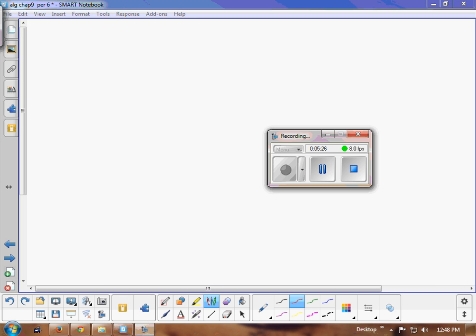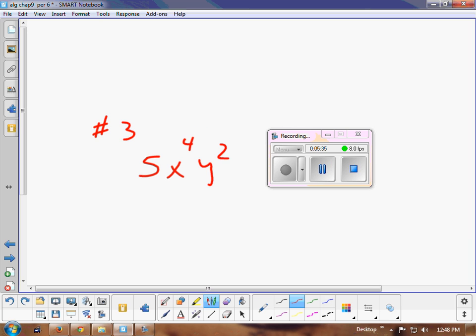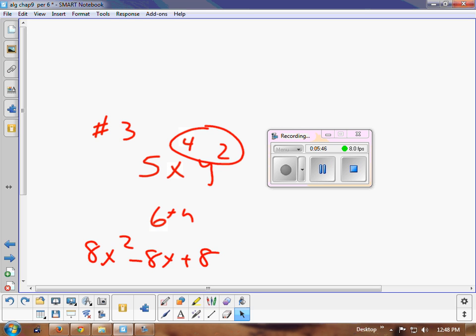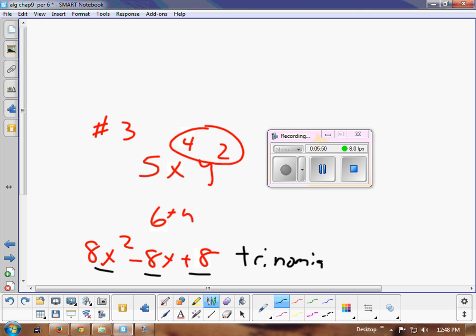Who asked? For number 3, it wants the degree. The degree is the sum of the powers. So this degree would be the 6th degree. Number 4, this is 8x squared minus 8x plus 8. There's 3 terms, therefore it's a trinomial. There's 3 nomials or monomials, which is a trinomial. The square: a lot of people put cubic, but it's really quadratic.